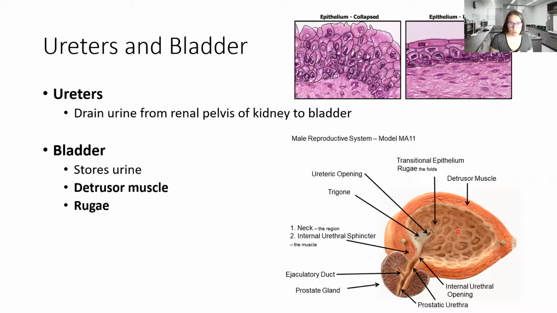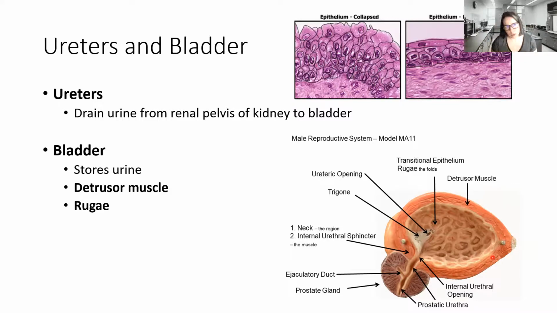Now, how we do that is by both involuntary and voluntary mechanisms. So we have our detrusor muscle that will help squeeze the urine out. And then we have our sphincters that are going to help relax and then allow the urine to pass.